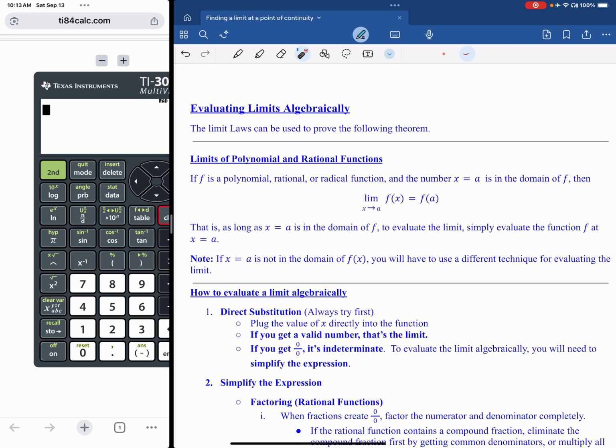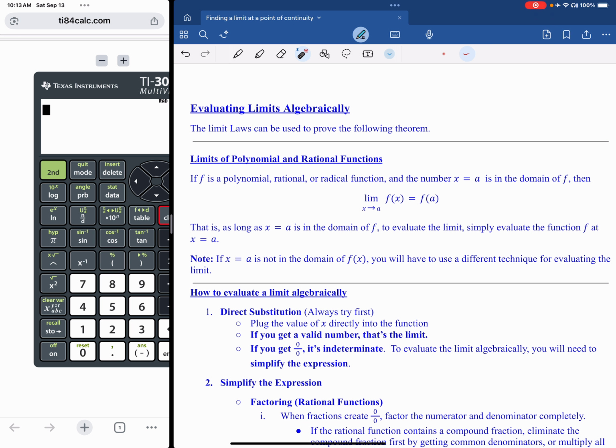We've already reviewed the limit rules as well, like the limit of the sum is the sum of the limits and the limit of the difference is the difference of the limits. If we put all those limit rules together and we consider polynomial, rational, and radical functions, what we determine is if we want to find the limit as x approaches a of a function, all we have to do is plug that number into the function and see what we get.